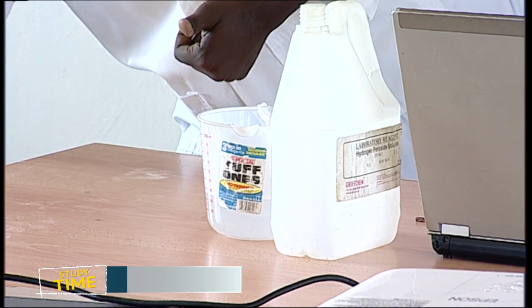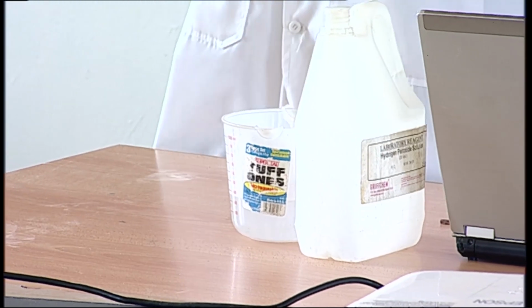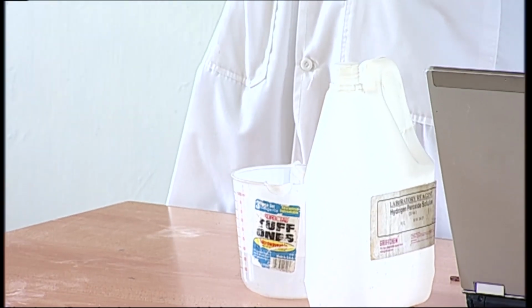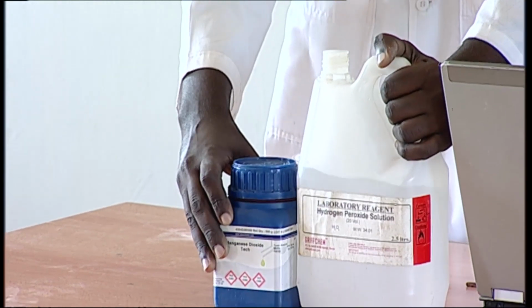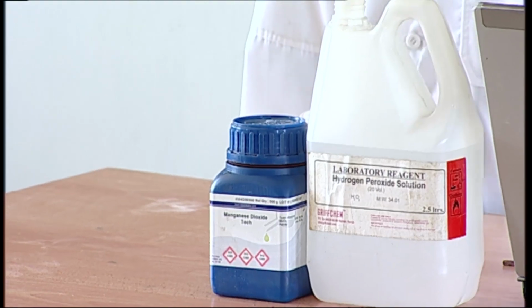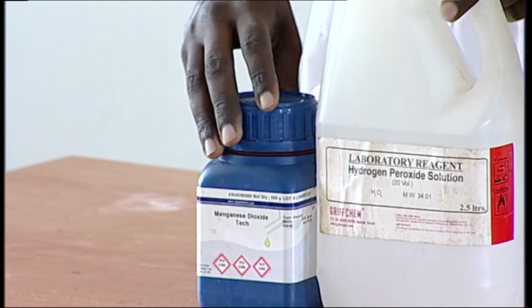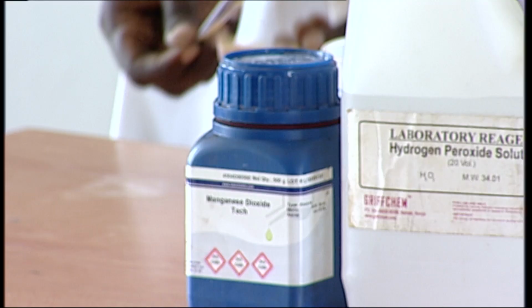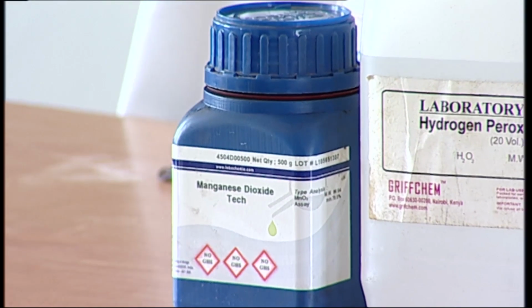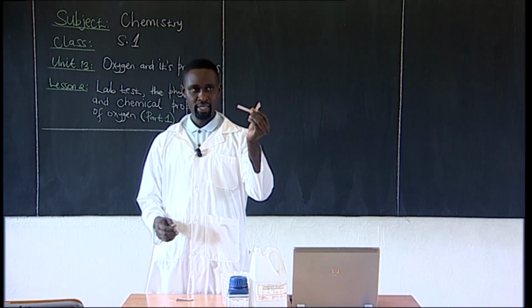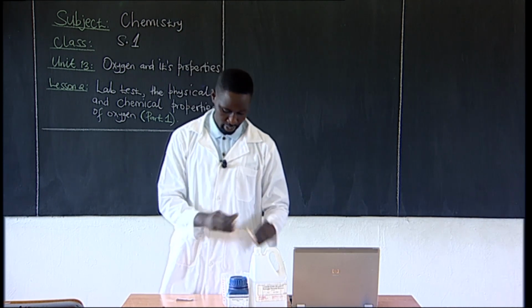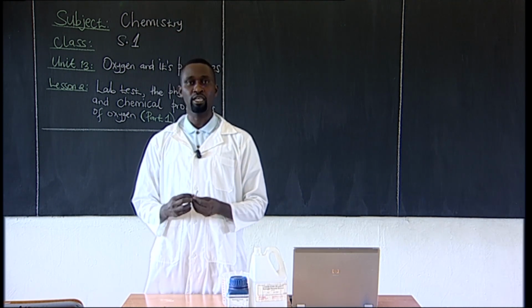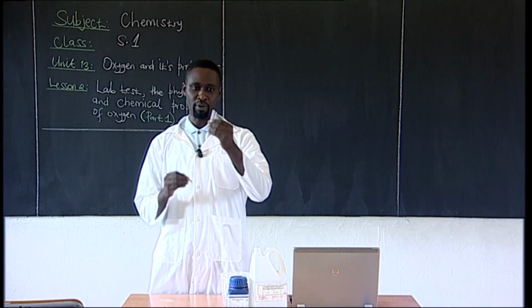We also need manganese dioxide as a catalyst. So meaning we shall mix up these two to produce our oxygen gas. Talking of litmus papers, we have red, or what we can call pink litmus paper. Then we shall also be using blue litmus paper.